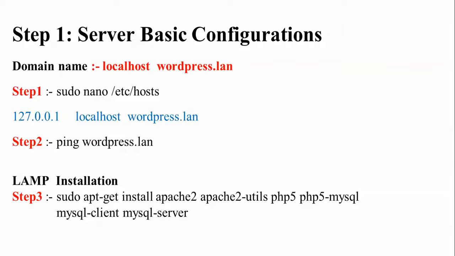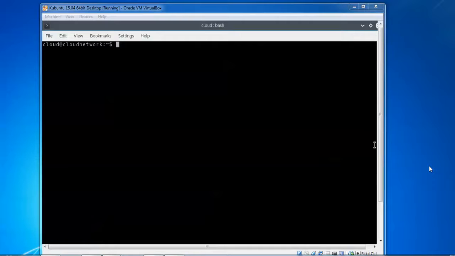So this is the command for this installation, and you can find the LAMP installation in my previous video on my channel. Just search and you will find it. First of all we'll check the host name update, then we'll move to the next step. So this is my Ubuntu 15.04 64-bit.